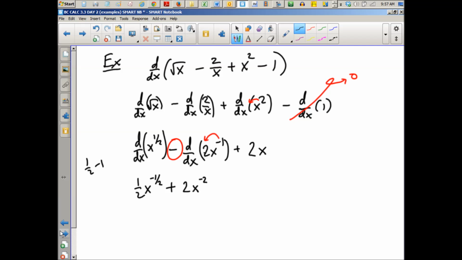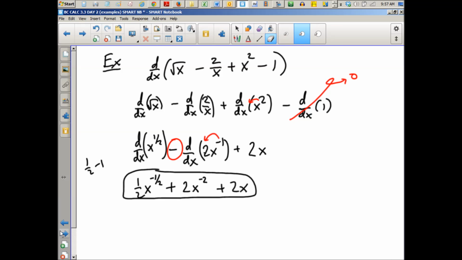Okay, and this is the end. Notice I didn't differentiate the 2x. The 2x, remember, was from doing the derivative right here. I already did the derivative for that term, so I'm not going to do it again. Just copy and paste it into here. Okay, there's your first example.